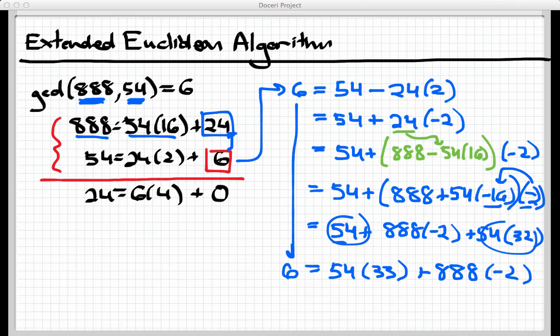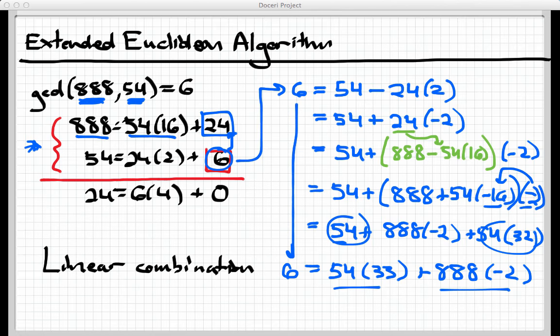Using the results of the Euclidean algorithm and working backwards through it, starting with that last non-zero remainder and doing some solving and substitution, I've actually written 6 as a combination of 54 and 888. I can take 6 and write it as 54 times an integer plus 888 times another integer. This construction right here is called a linear combination of those two numbers, 54 and 888.